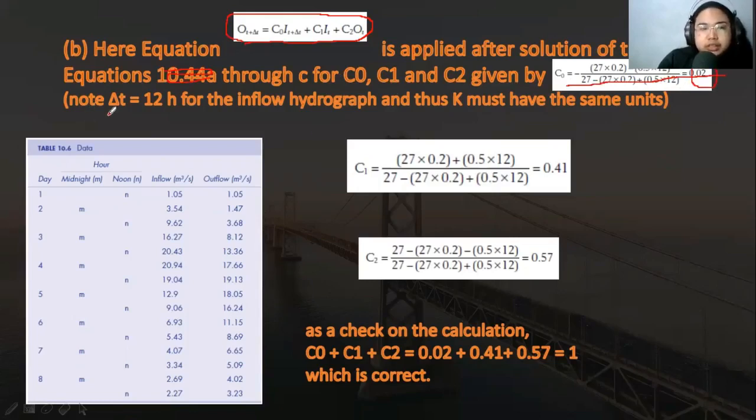And then note that change of T is equal to 12 hours for the inflow hydrograph, and thus K must have the same units. Same units dapat. Direct substitution ulit, and so on. And then for checking, just add these three: C sub 0, C sub 1, and C sub 2. And then if nag-equate kay 1, then that is correct.